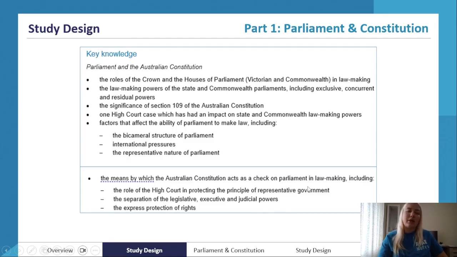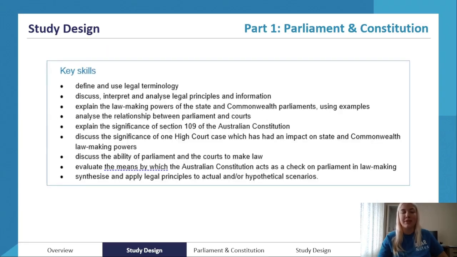And then the express protection of rights. So there are five express rights for all the people in Australia that are enshrined in the Constitution and they cannot be taken away, such as the right to freedom of religion, the right to not be discriminated against based on your state of residence, so which state you live in, and free interstate trade, as just some of the examples. You will need to know all five as well as their respective sections.